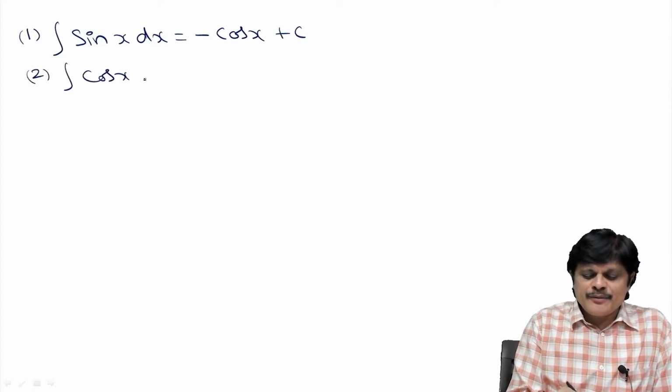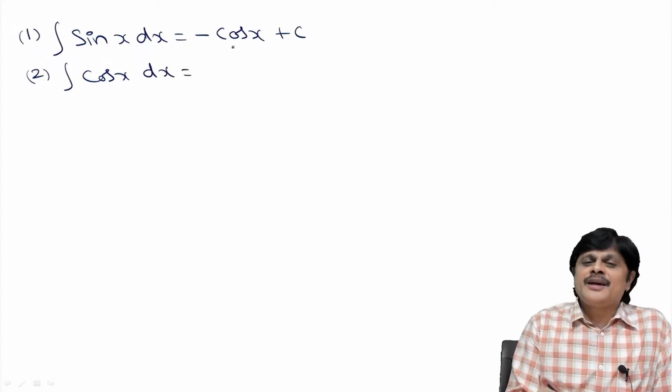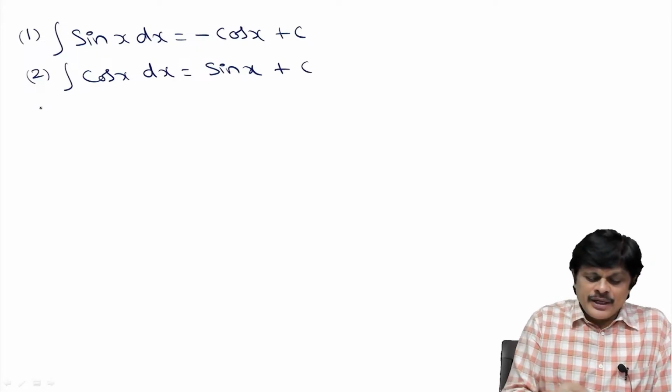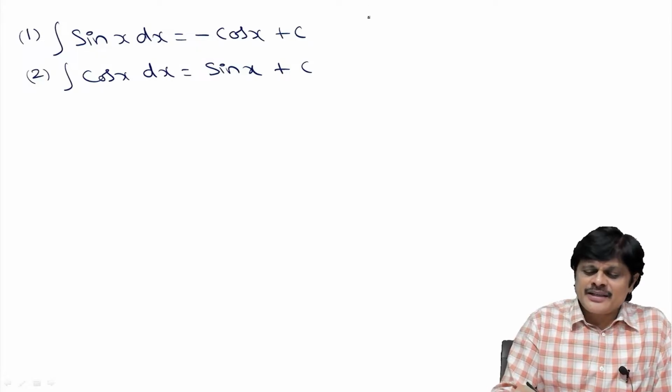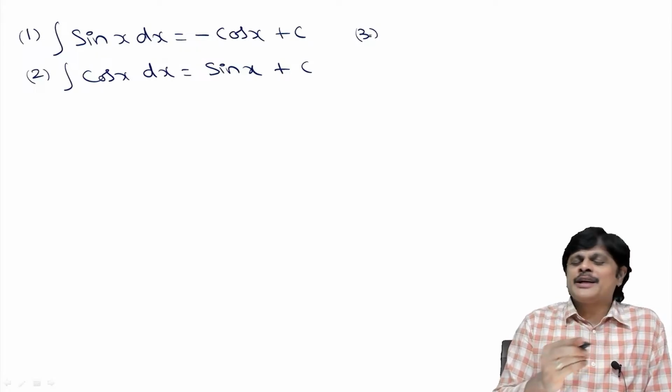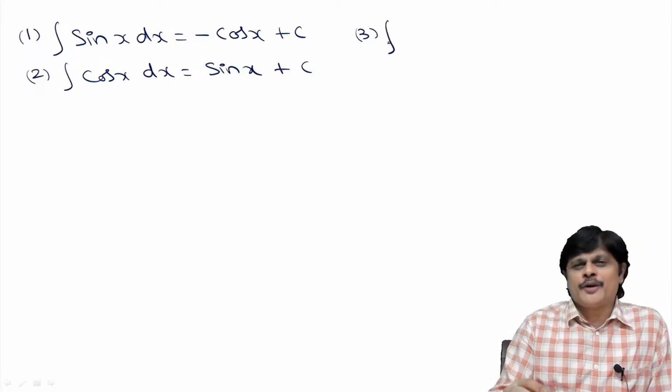Cos x integral. What is the integral of cos x? The integral of cos x would be sin x, because the derivative of sin x is cos x. That one is this. Okay. The remaining four are not that direct, because the integrals of cosecant and secant are not directly like that, right? So we have different formulae.